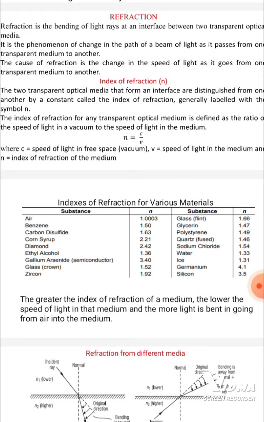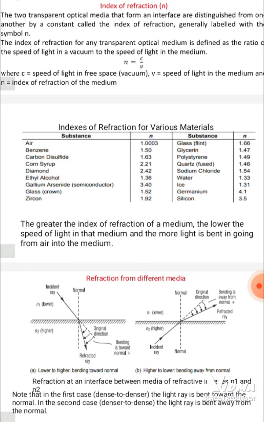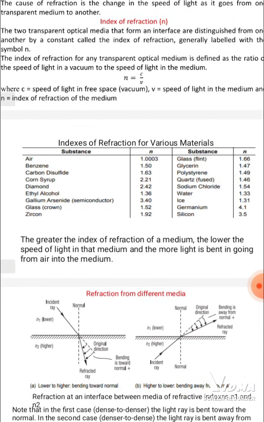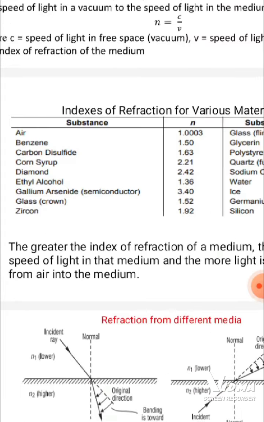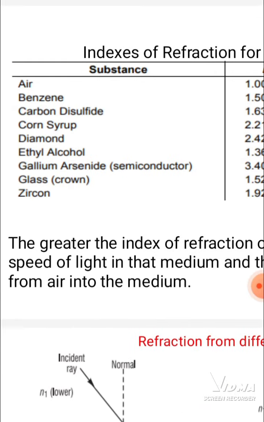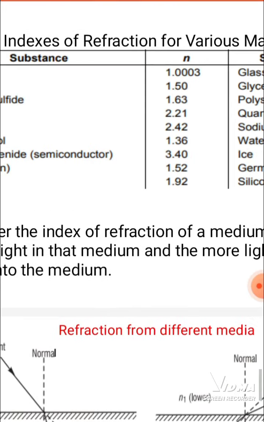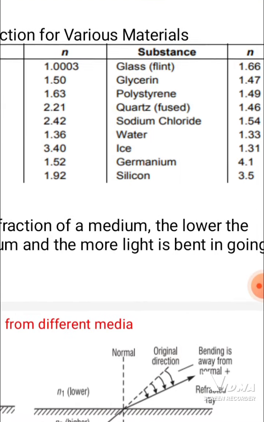So the two transparent optical media that form an interface are distinguished from one another by a constant called the index of refraction, or refractive index, given by n. n is defined as c over v, where v is the speed of light in the medium, and c is the speed of light in free space or vacuum.